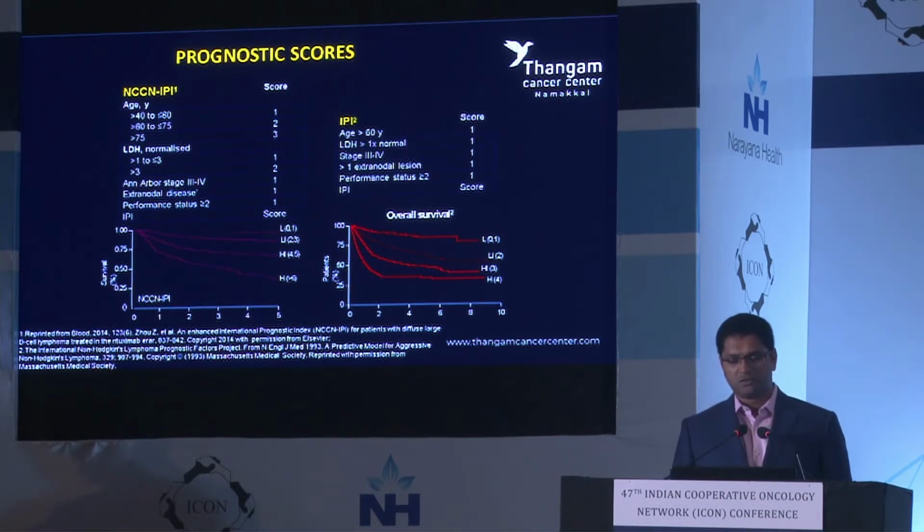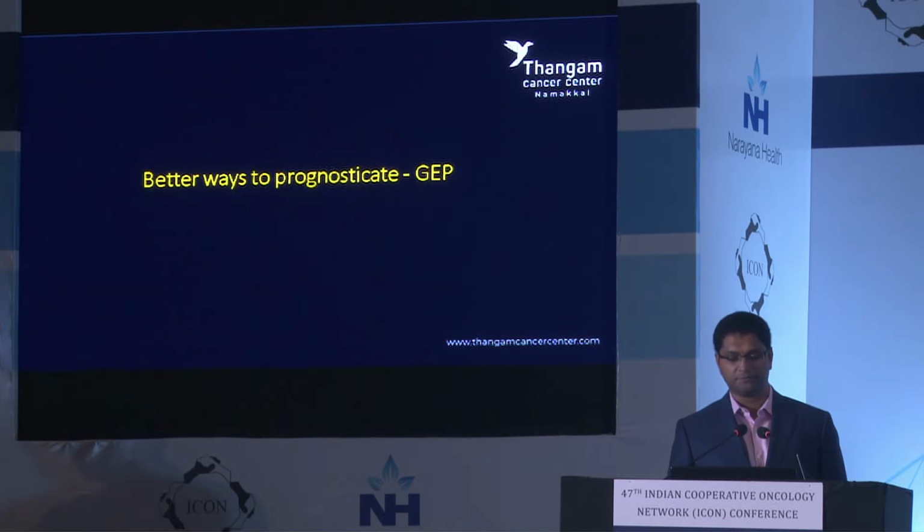The prognostic scores that we have been using for the past 2 decades, the NCCN IPI and the IPI or the RIPI, subgroup them into low, low intermediate, high intermediate, and high. And overall survival ranges from low at around 90%, low intermediate around 80%, high intermediate 60%, and high around 50%. Are there any better ways to prognosticate?